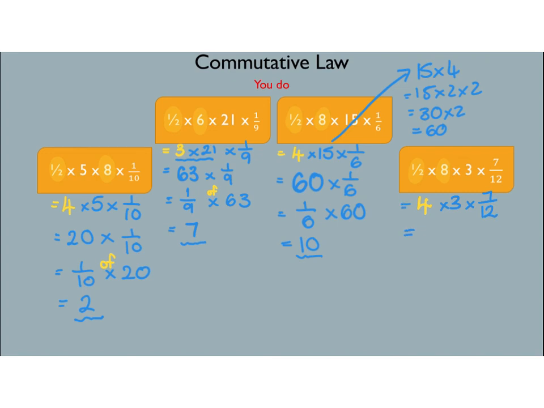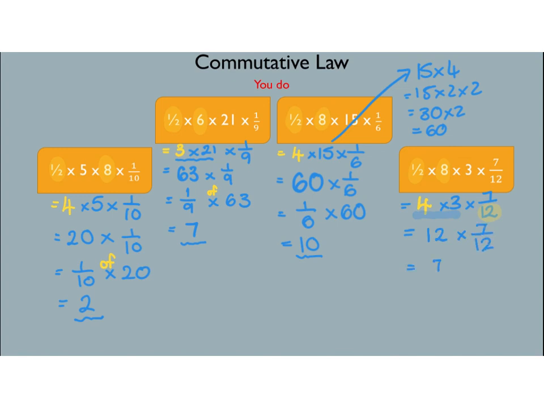Okay, now because we're working in 12ths, I'm going to have to share by 12. Neither 4 nor 3 is in the 12 times table, because the number in the 12 times table is 12, 24, 36. So I'm going to multiply these two numbers together in the hope that they will make a number in the 12 times table. 4 times 3 makes 12, times 7/12.